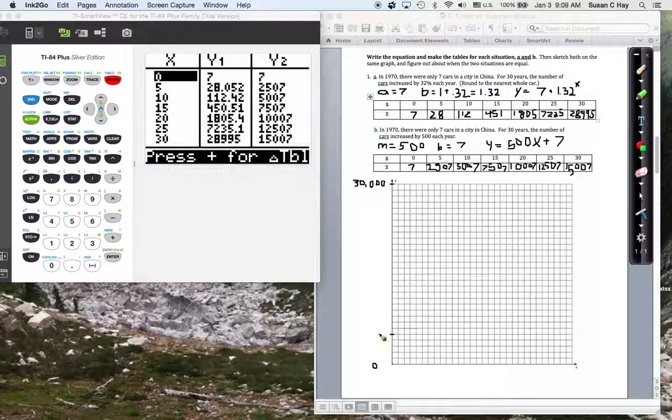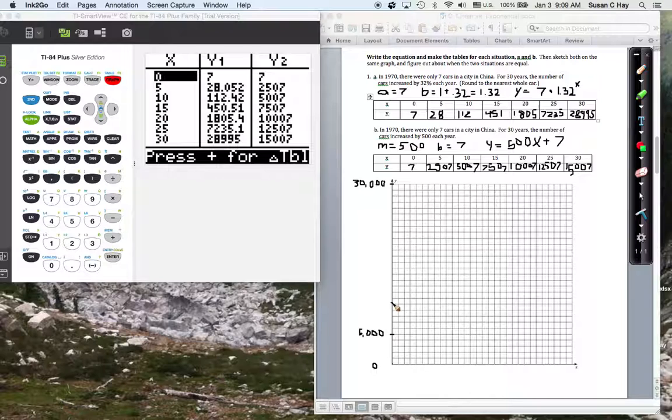So 1, 2, 3, this is going to be 5,000. That was a pretty bad 5. Notice how I'm not going to label every single space. That just clutters up your axis, and it's really hard for me to do with this pencil, but you shouldn't do it either. Just every 5 is good enough. 5, 6, 7, 8, 9, 10.